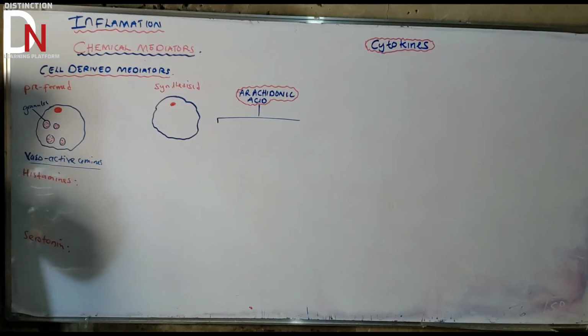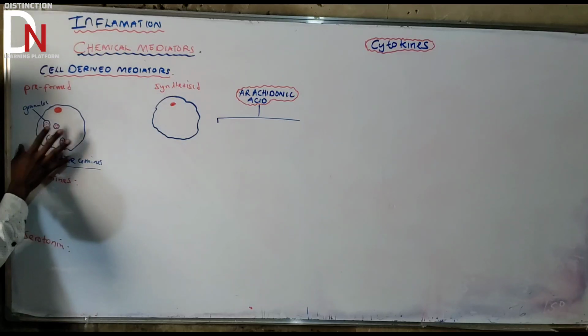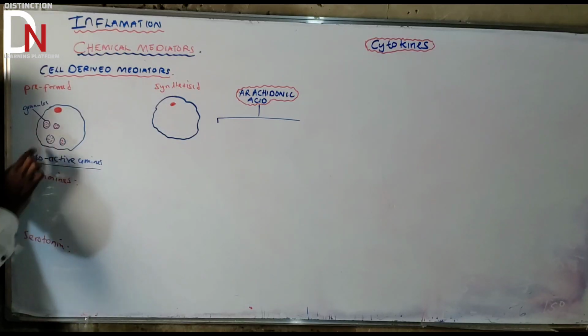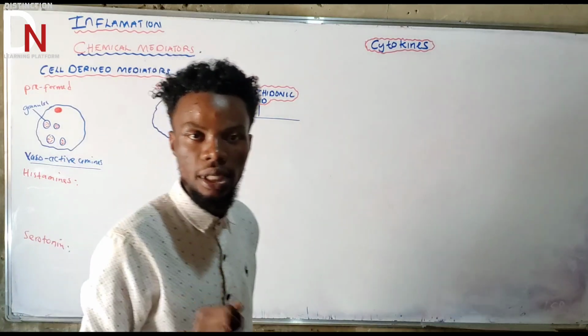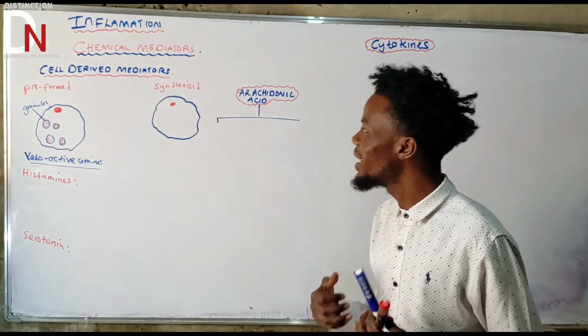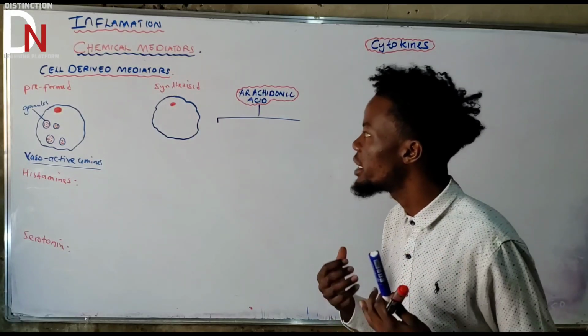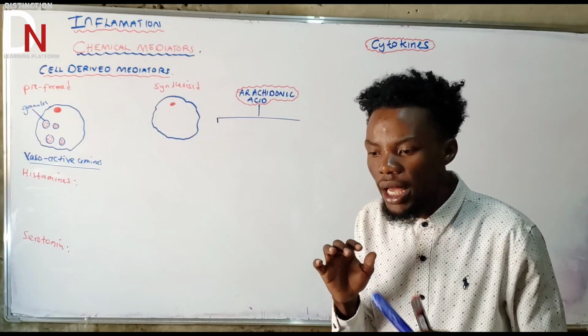Now, for this cell to start releasing these granules, what do you think? Do they start on their own? No. There has to be something that is stimulating the cell to start producing those preformed cell-derived mediators.